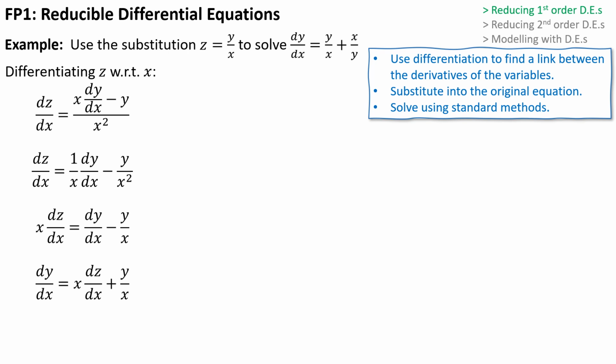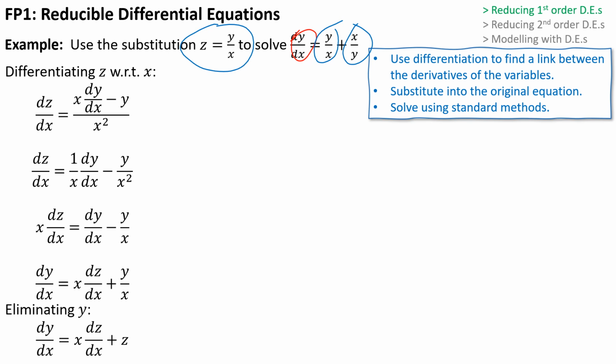to work with. In particular, what I've done here is found dy by dx in terms of other things. My focus here is on getting rid of the dy by dx term in the original equation, because I can already see how I'm going to deal with y over x and x over y. Those are going to fall apart very easily and turn into z's. So at the end, we could eliminate y by replacing dy by dx with x dz by dx plus z, because y over x, remember, is the same as z.